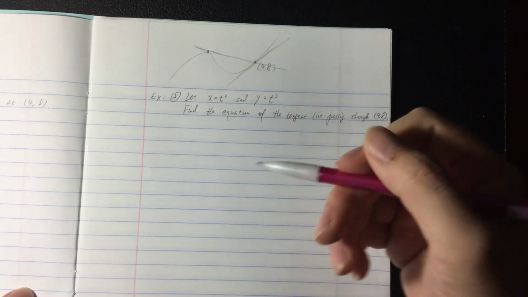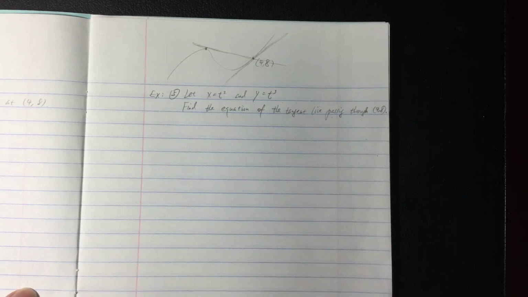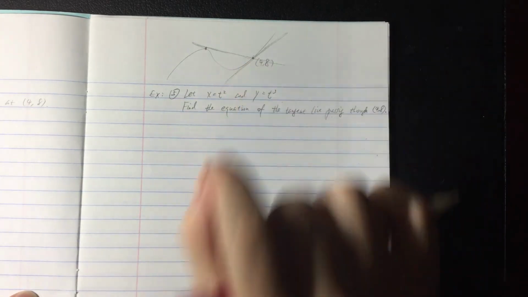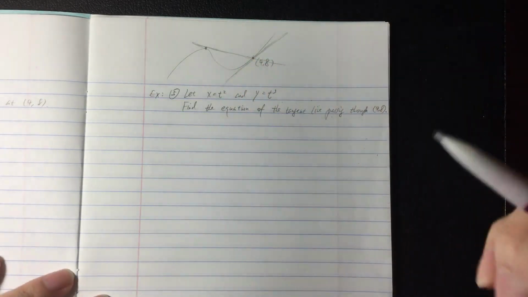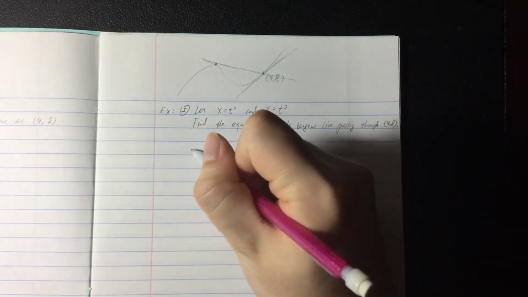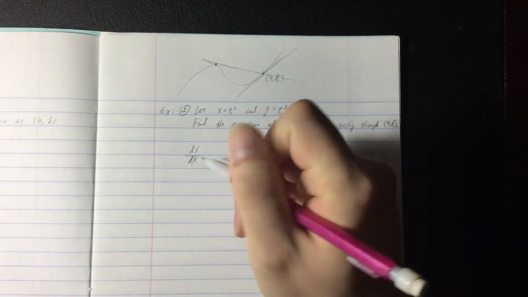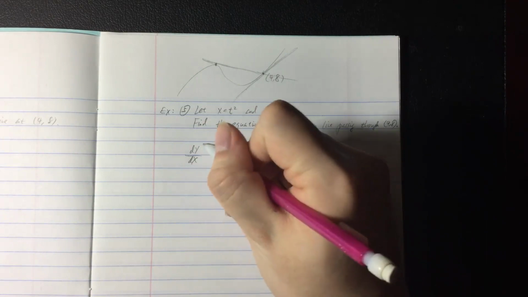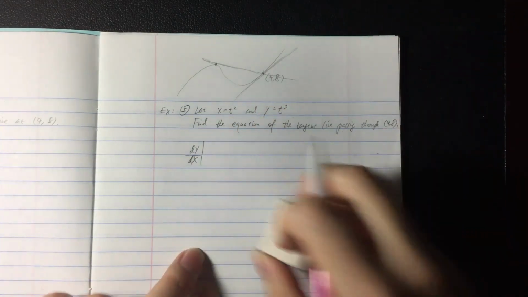So let's first of all find out for what t values there's a tangent line passing through the point 4, a. So let's find the slope first. The derivative represents the slope of the tangent line.